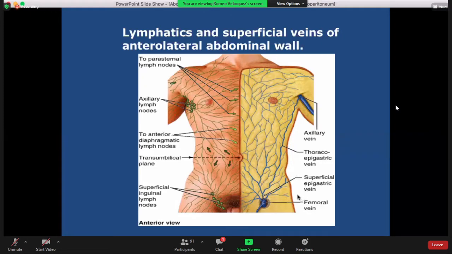So the venous system of the thoracoepigastric veins will be the bypass that will allow drainage from the femoral vein to the axillary vein and then to the heart.